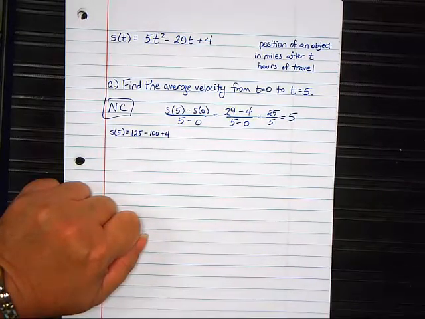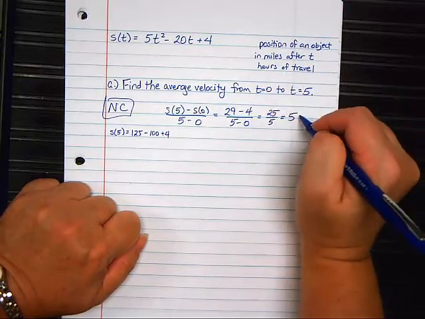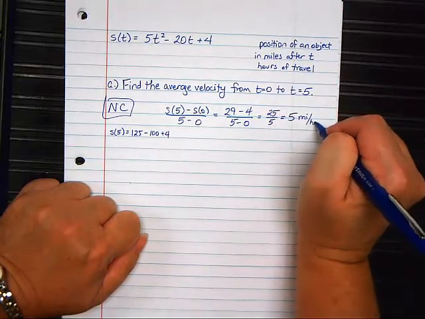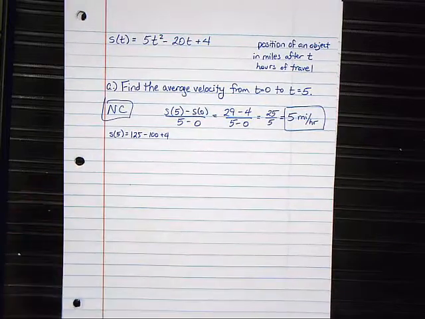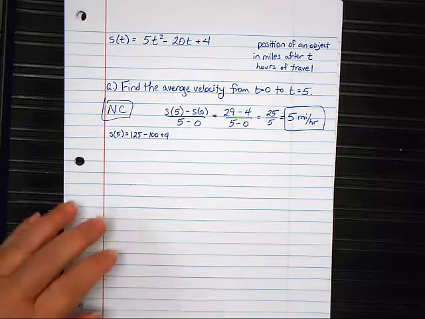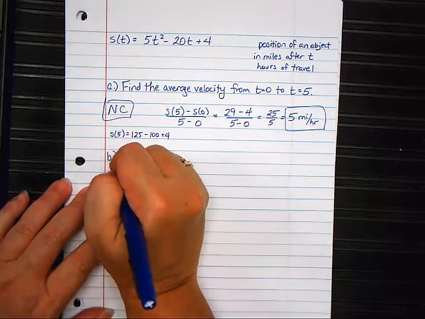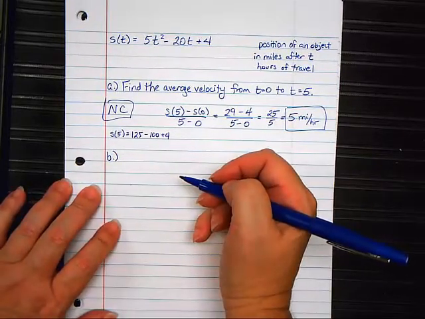Now, because we're dealing with velocity, I need a unit of measure. It tells me up here it's miles an hour, so it's miles per hour. That's the average velocity. Do we write MPH? I will accept it either way. Good question. MPH is just as fine as miles over hours. Okay? Any questions on that one before I do part B?